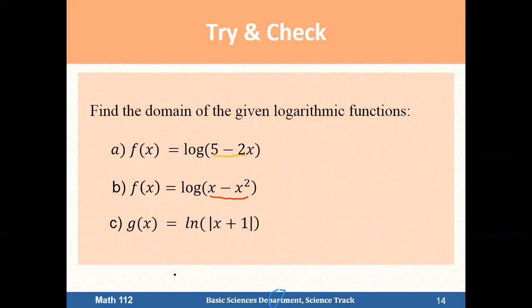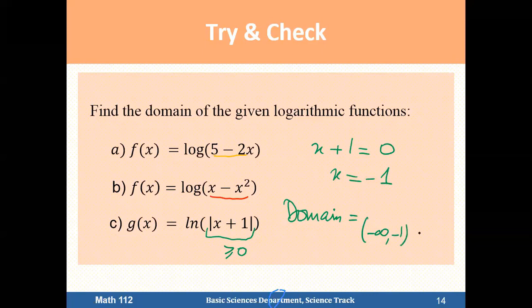So we go back to the last example, the log of an absolute value. We said the absolute value is positive or zero, so we need to see when it is zero in order to exclude it, which is when x is minus 1. So here the domain is minus infinity to minus 1 union minus 1 to infinity, so it's R except minus 1. Okay, so these are the three cases.